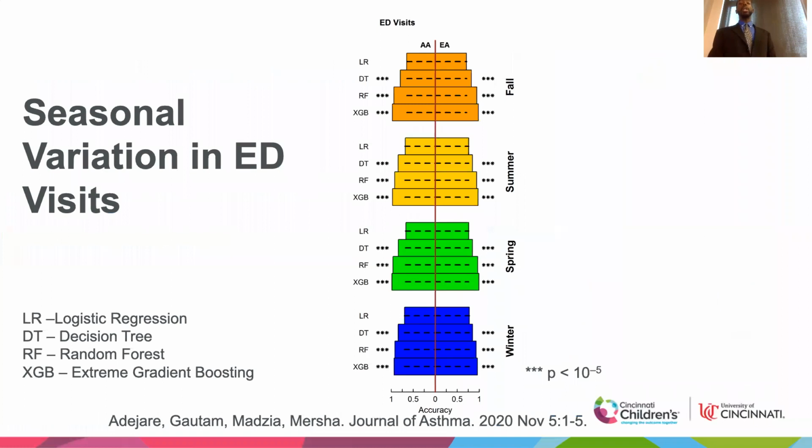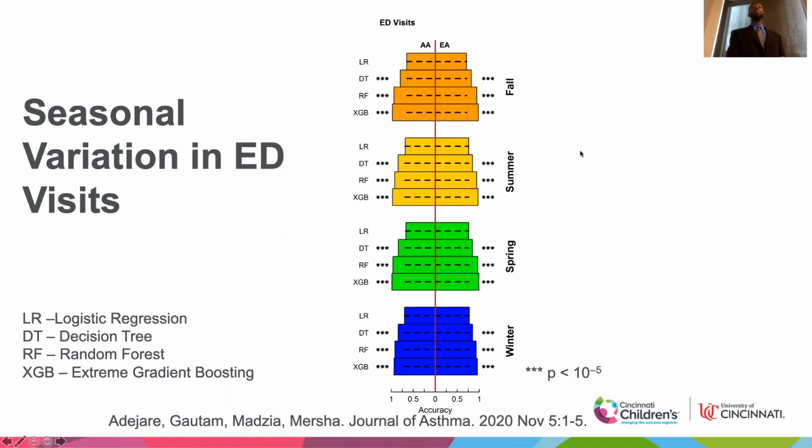So now let's talk about the machine learning techniques. I know this graphic is fairly dense, but I'll walk you through it. On the left, we have African Americans. On the right, we have European Americans. If we take, for instance, fall with the orange color, we see there are 4 different bars: logistic regression, decision tree, random forest, and extreme gradient boosting. Out of all of these models, we see that for fall, for African Americans and European Americans, extreme gradient boosting was the best overall model in prediction right here.